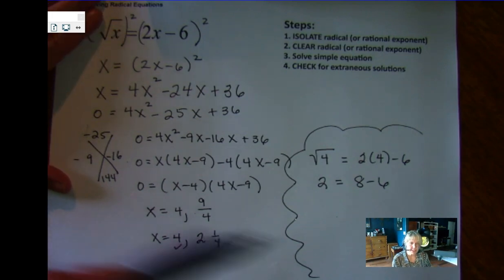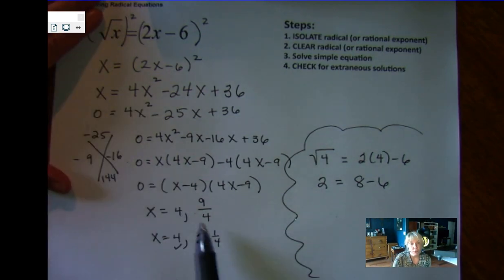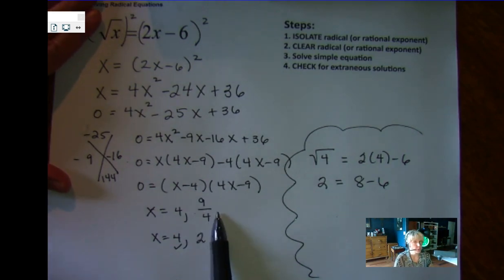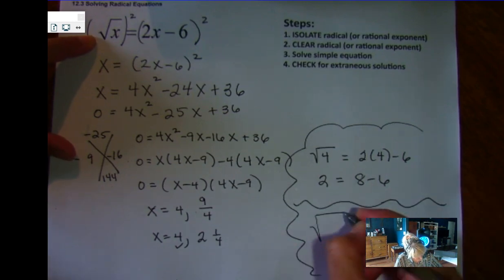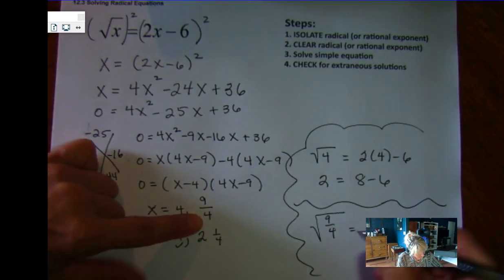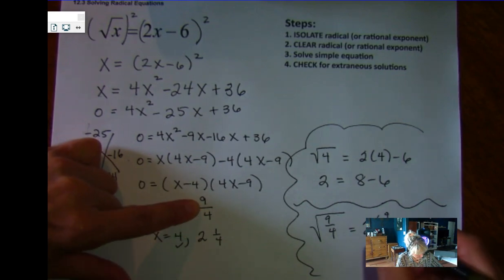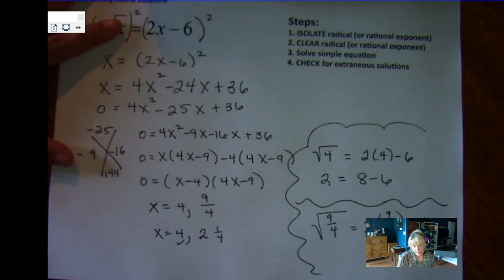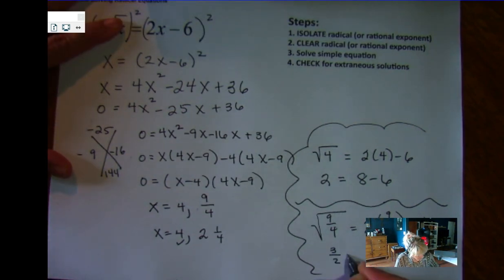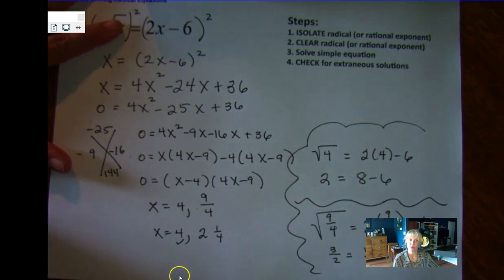Let's go ahead and take a look at the 9/4. For the 9/4, I am just going to use this improper fraction right here to check my work. For me, improper fractions are a lot easier than mixed numbers. So back to the original equation. It is going to be the square root of 9 over 4. That's going to equal 2 times 9 over 4 minus 6. 9 over 4 is a perfect square, so the square root of 9 over 4 is 3/2. And then this is going to be 18 over 4 minus 6.